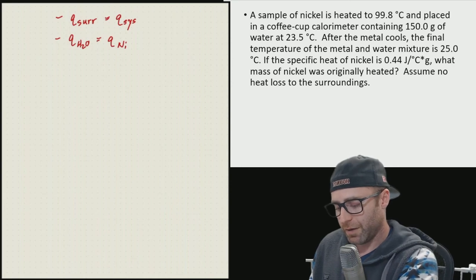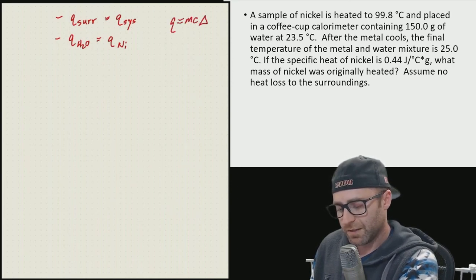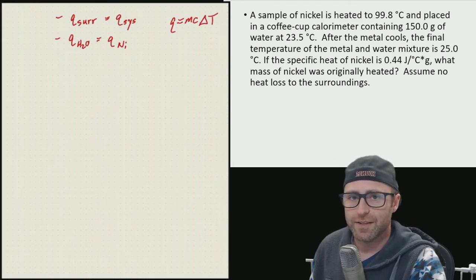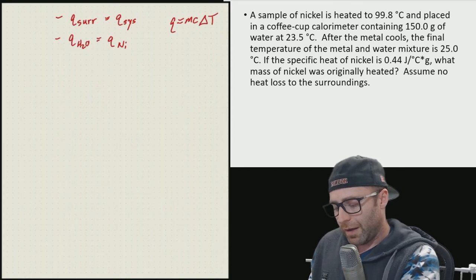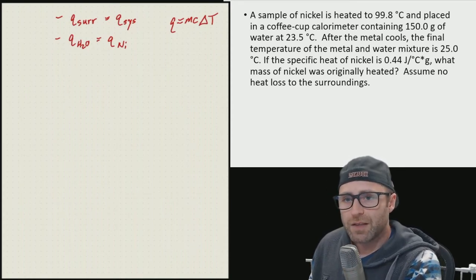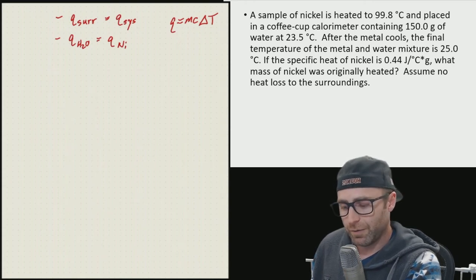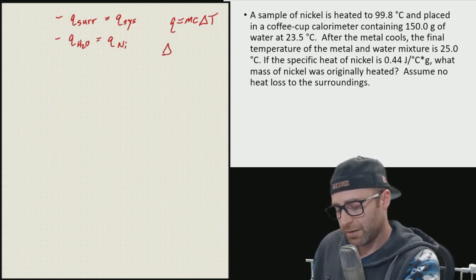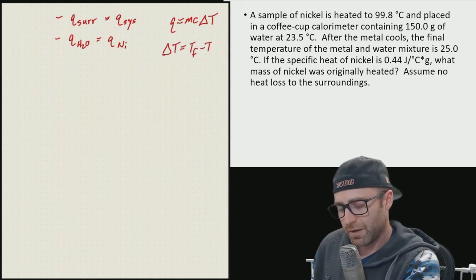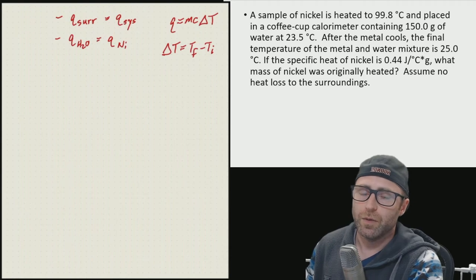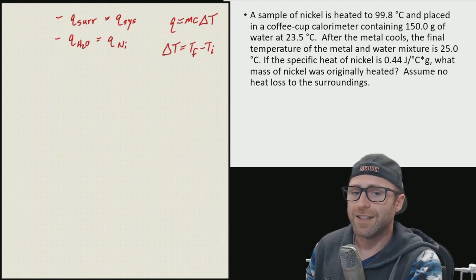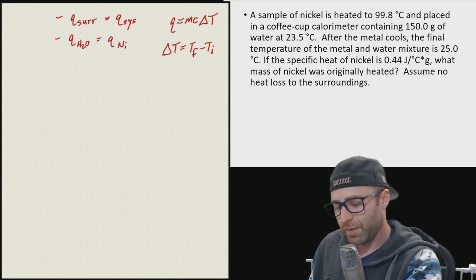Well, one of the nice equations that we had was Q equals MC delta T. Sometimes that C is an S. Just depends on the book you're reading. And where the M is going to be the mass of whatever we're looking at, C is going to be the specific heat of the thing we're looking at, and delta T is always going to be defined as temperature final minus temperature initial.